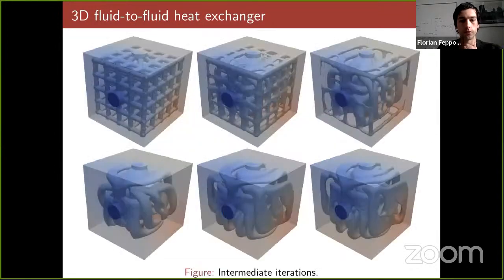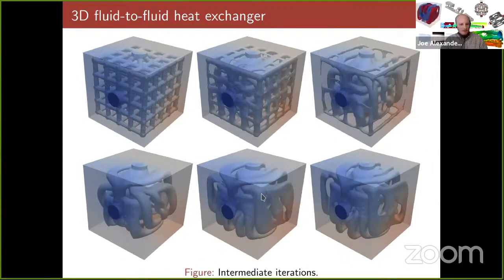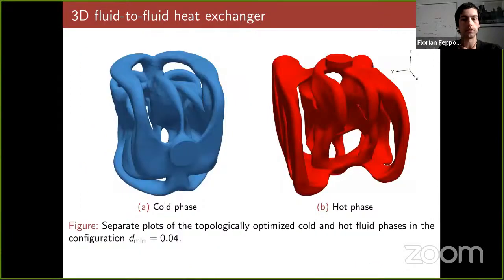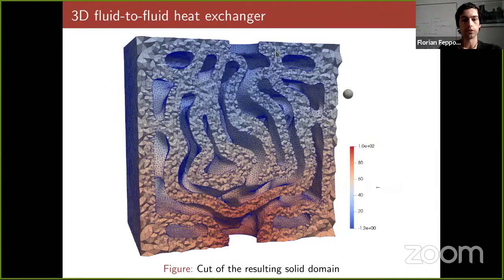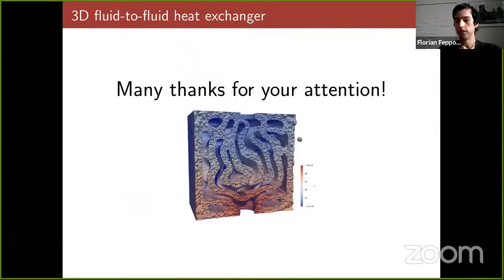These are a few intermediate iterations. You see that we also have fluid plates like in the previous design. And this is a plot of both phases for the configuration and the cut of the resulting solid domain. So this is the end of my talk, and many thanks for listening to me.